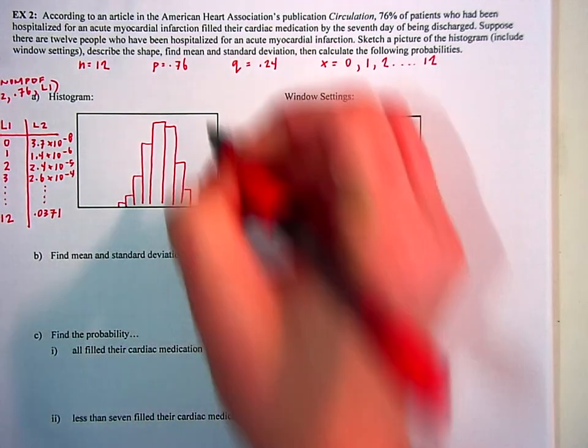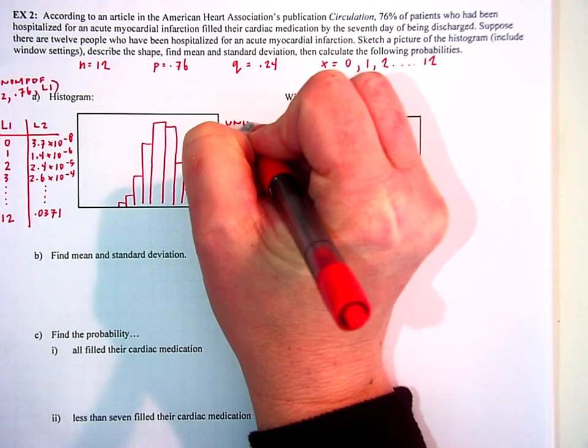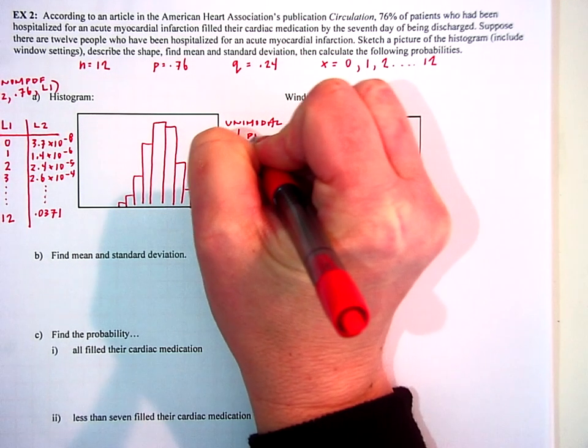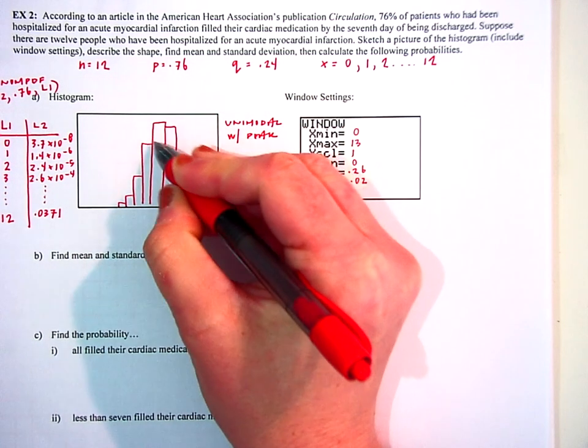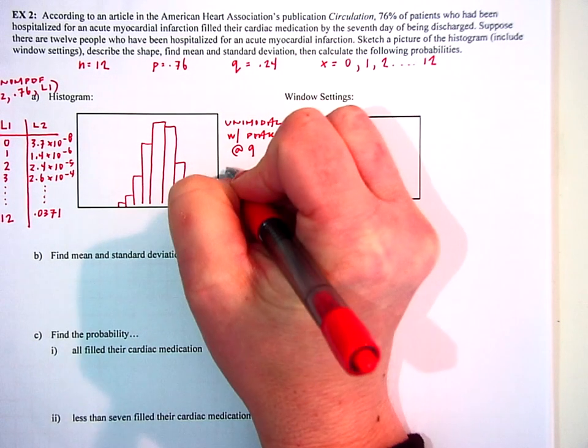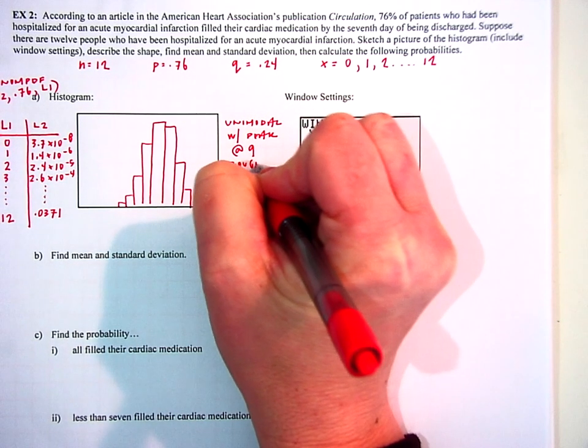So I should see that it looks pretty unimodal, again, unimodal. Our peak, where is it peaking about? Right in here, so at about 9. Okay, and we could say that it's roughly symmetric.